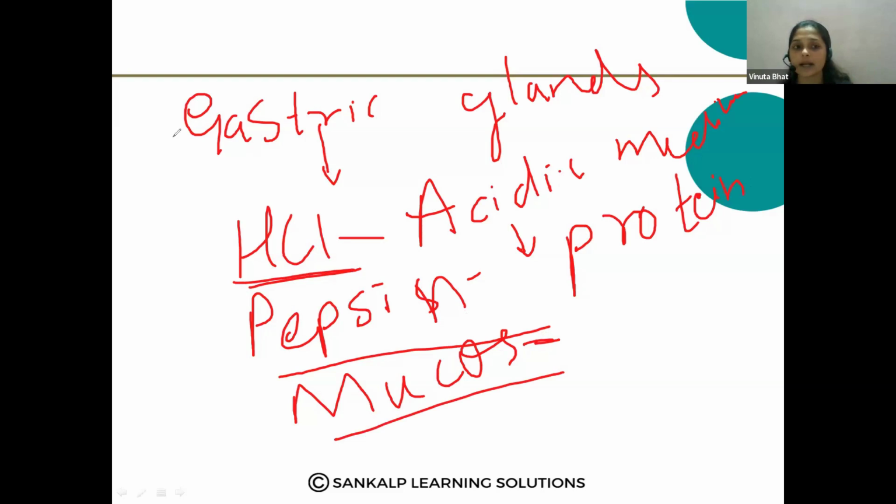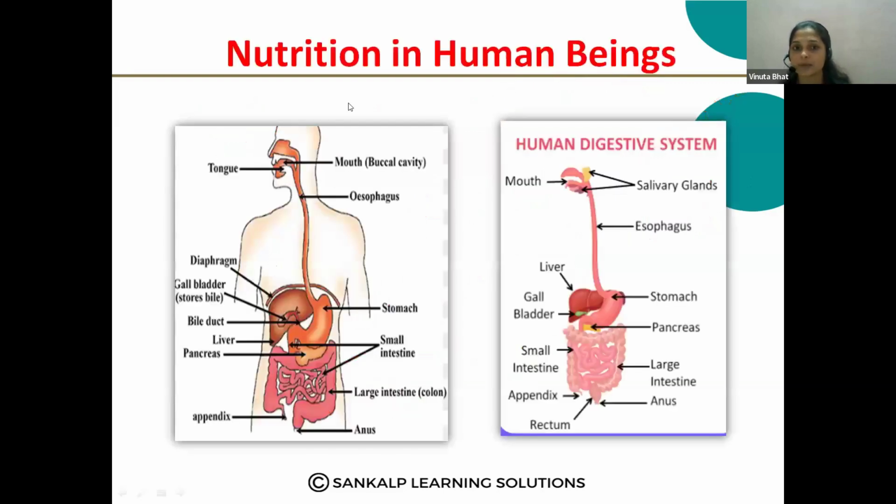Okay, what does the mucus do? It helps to protect the stomach walls. So this is how digestion takes place in the stomach, very important. Then the digestion in the small intestine, just see here, this is the large intestine and this part is the small intestine, right? This small intestine receives some secretions from the liver and the pancreas. Okay, so the pancreas and liver secrete some juices into the small intestine.